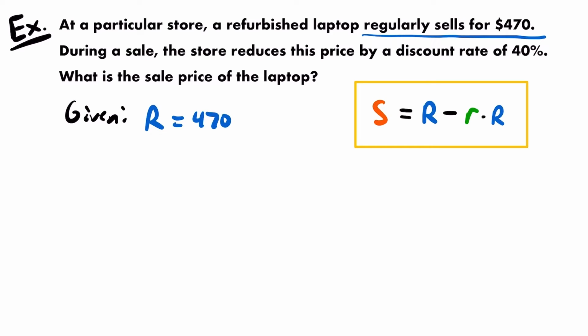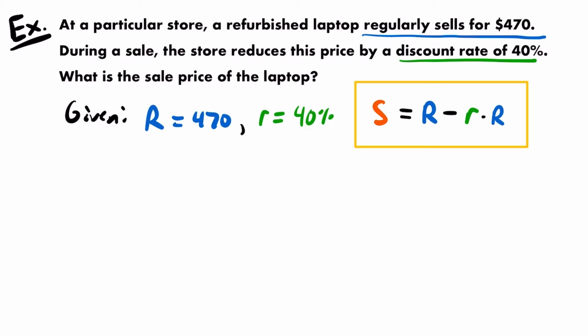But then if we continue reading the problem again, it says that during a sale, the store reduces that price by a discount rate of 40%. So that will be the discount rate small r for this equation. We've been given the regular price of the laptop, and we've been given the discount rate, which is 40%.